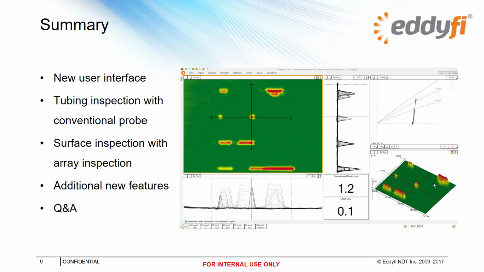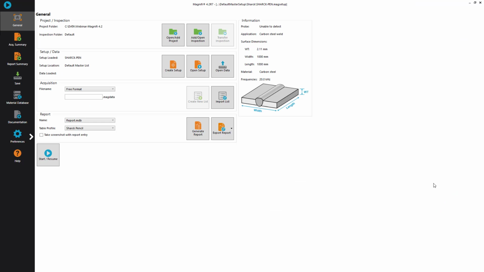So I will move to Magnifi, and here is what we call the backstage view. This is the first screen that you see when you launch Magnifi for the first time. There are different important sections to look at. First of all, in this general page, you're going to do almost all your operation on data, project, setup, and report creation. So it's a page that you will go to very often to prepare an inspection.